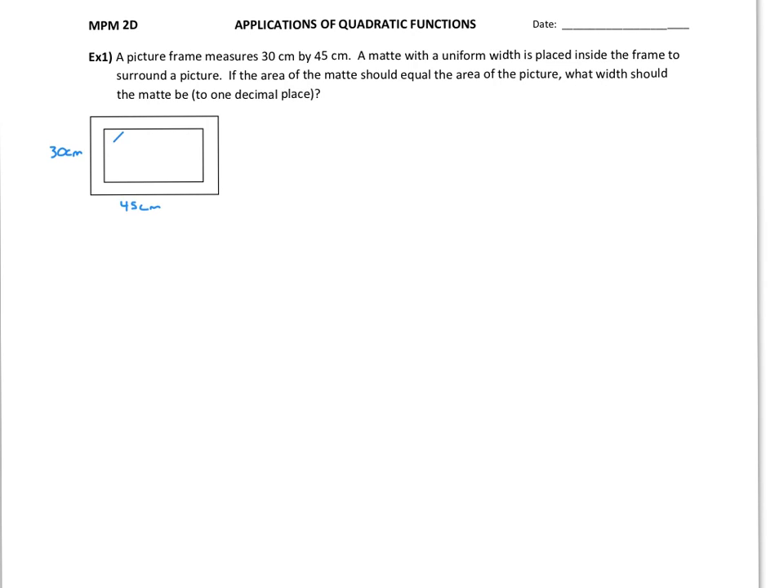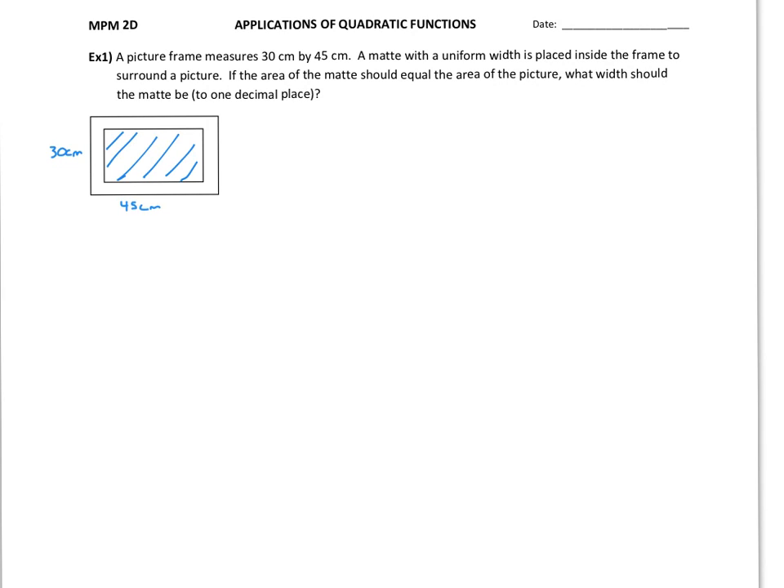So the picture itself is this part. Here's the picture. And then the mat is that border that just sits on top of the picture, surrounding it before you get to the frame. So if you have any of those in your house, you might see some photographs or some photography, or other things hanging on the wall that might have a mat in it.